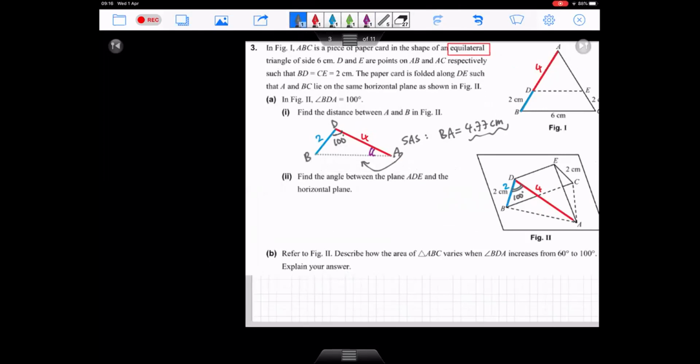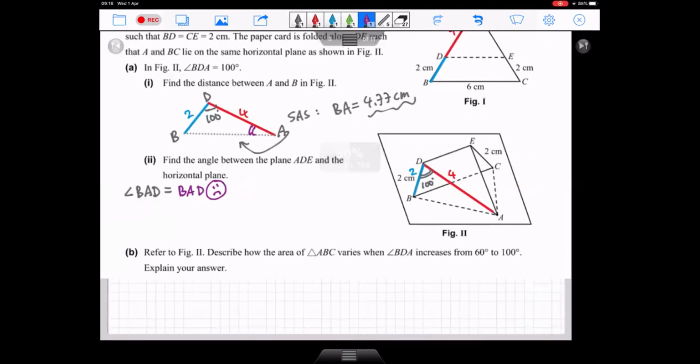All right, angle BAD is bad. It is not the right angle. It's not the correct angle in this question, because it is not the angle between the two planes. The angle between the two planes, in fact, should be the one at the middle.